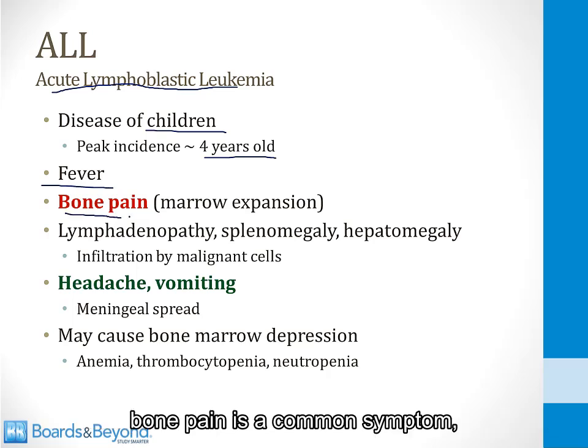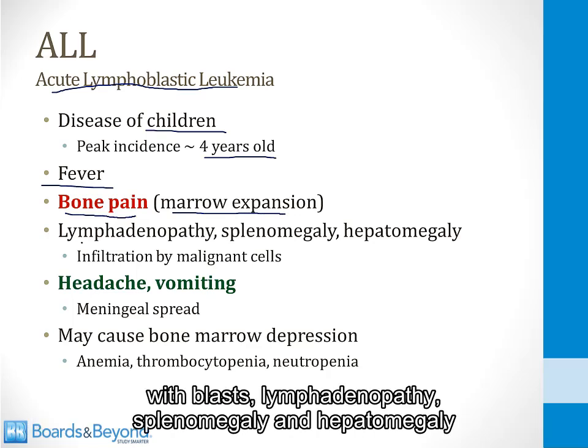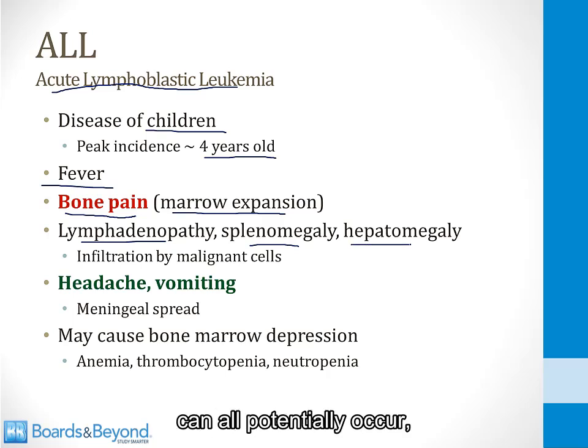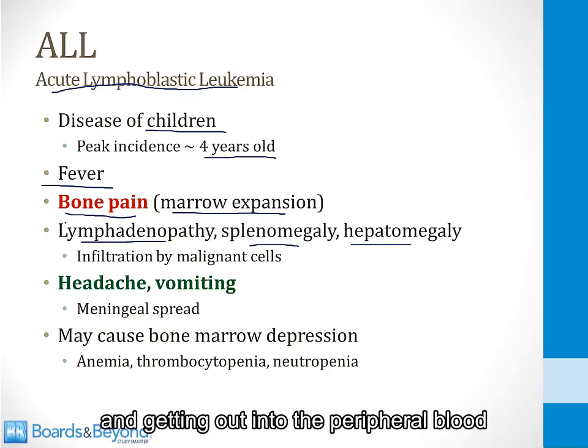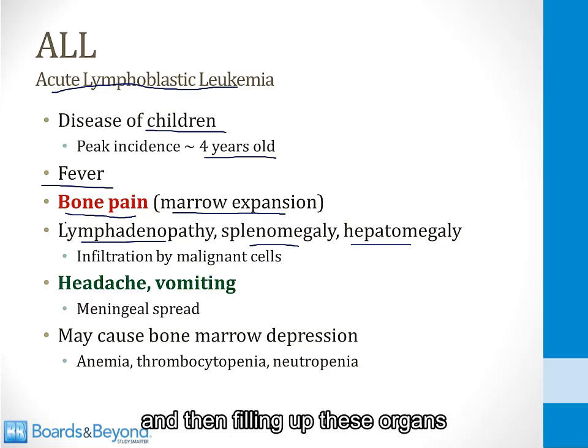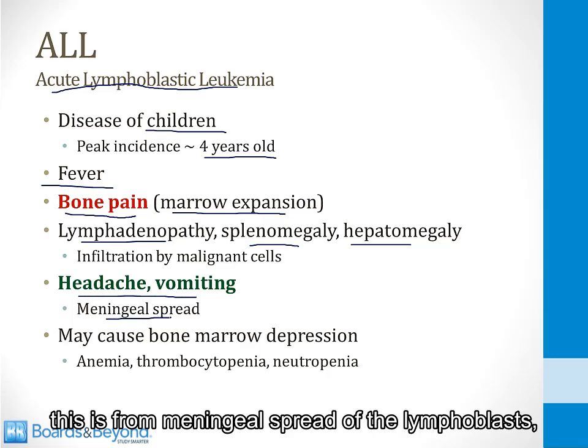Bone pain is a common symptom. This is because the marrow is expanding and filling up with blasts. Lymphadenopathy, splenomegaly, and hepatomegaly can all potentially occur, and this is all the result of blasts being produced from the bone marrow and getting out into the peripheral blood and then filling up these organs so that they become enlarged. Some children have headache and vomiting. This is from meningeal spread of the lymphoblasts.